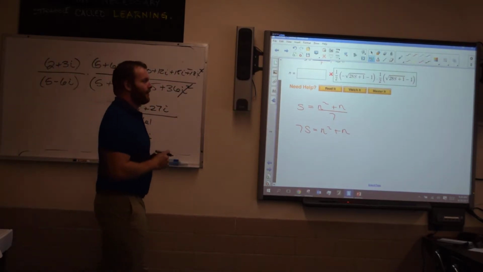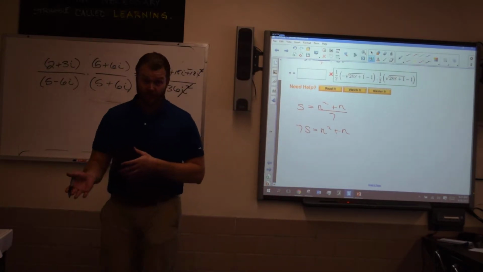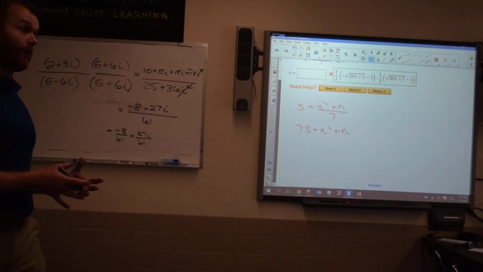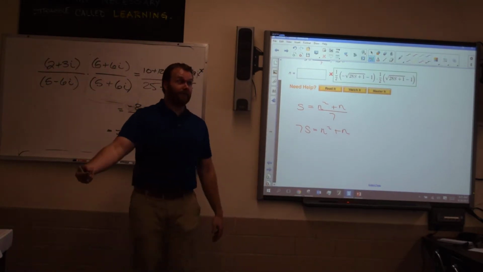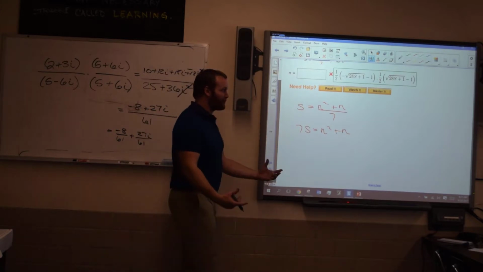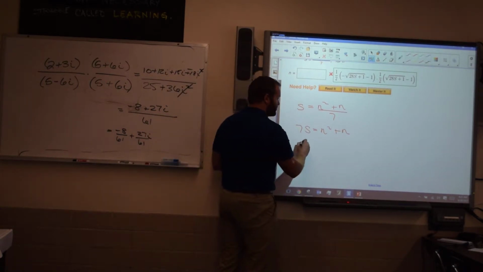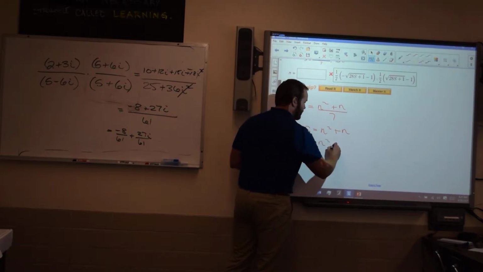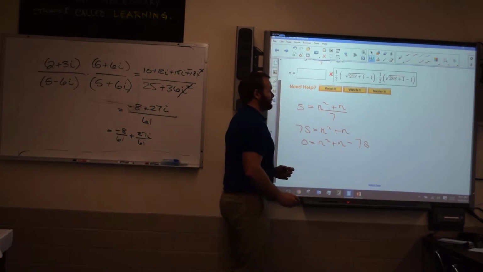Okay. I want to solve for n, and because it's a quadratic equation, I'm going to get everything equal to 0. So that's what would be really nice if we got to this point. Now remember, you've got to factor, okay? With the algebra, that line of math tells me you've got to factor. So we're going to go 0 is equal to n squared plus n minus 7s.